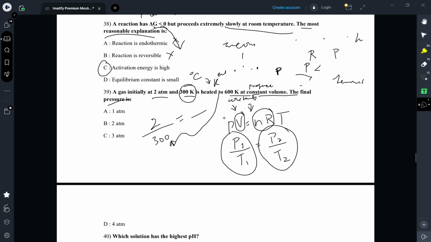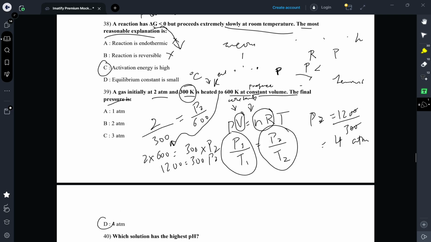So for P2, the final pressure, 600. Just cross multiply: 2 into 600 is equal to 300 into P2. So this is 1200 equals 300 P2. P2 will be 1200 divided by 300. So this will be 4 atm. So the answer will be D.